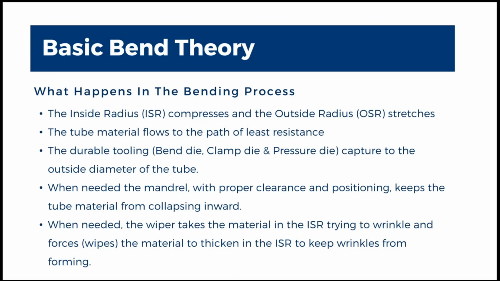When needed, the mandrel, with proper clearance and positioning, keeps the tube material from collapsing inward. When needed, the wiper takes the material in the ISR trying to wrinkle and forces or wipes the material to flow further back in the ISR to keep wrinkles from forming.